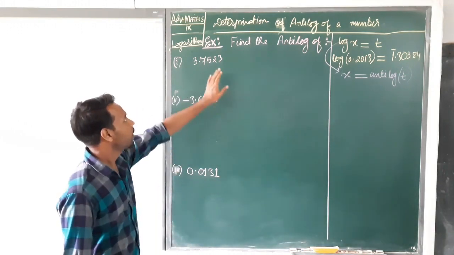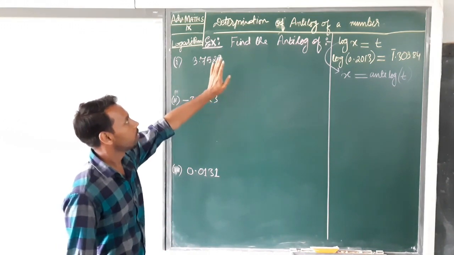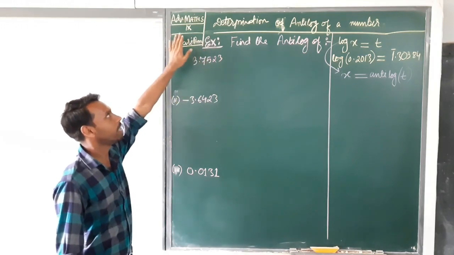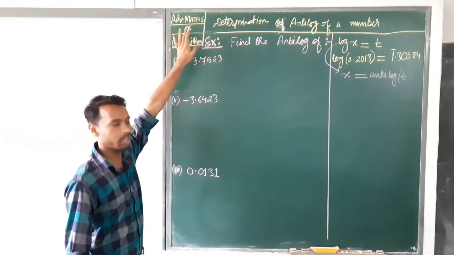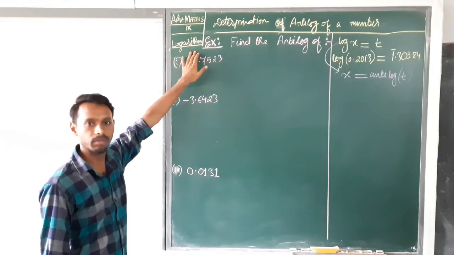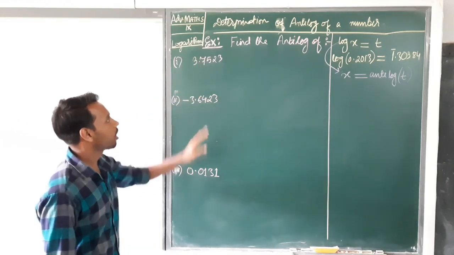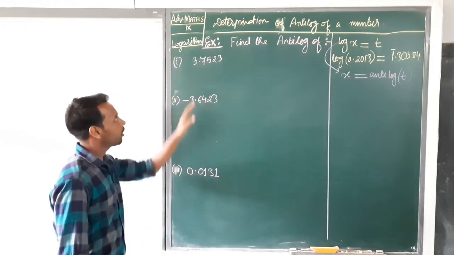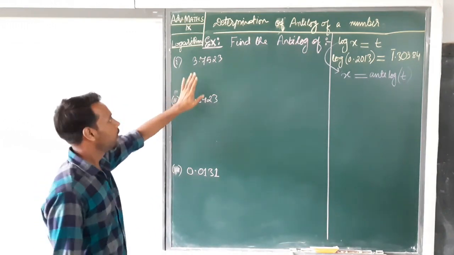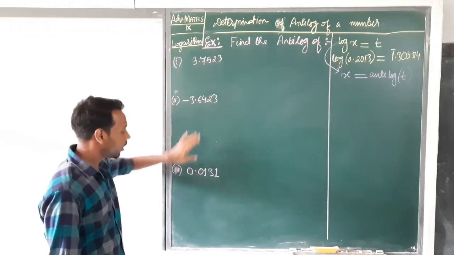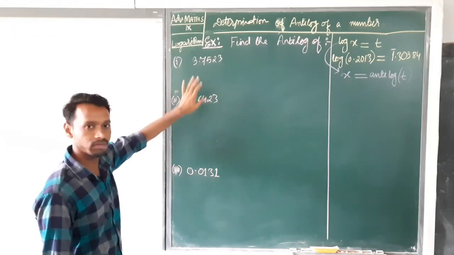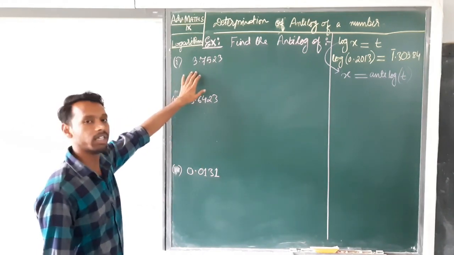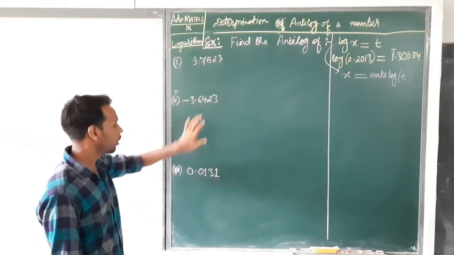You can see here, this topic, determination of the antilog of a number, is from standard 9, from the advanced maths subject, from the chapter named logarithm. All right, so from this chapter we'll try to discuss this topic. I have taken three examples, keeping in mind three different types of numbers, and how to determine the antilog of this type of number, this and this.